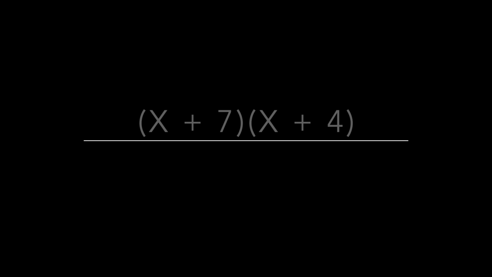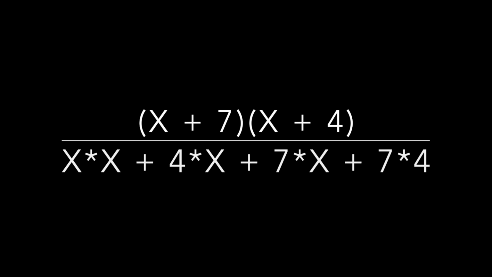First, we're going to multiply the second binomial by the first term in the first binomial using our distributive property. So we have x times x and 4 times x. Then we're going to multiply the second binomial by the second term in our first binomial. We have 7 times x and 7 times 4.